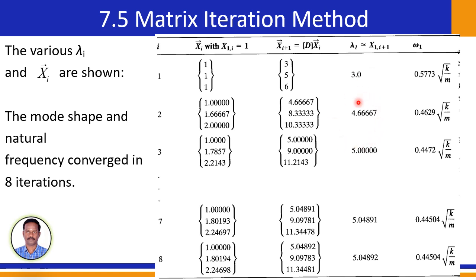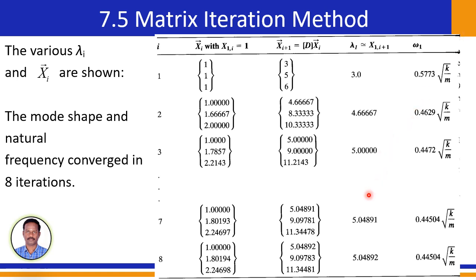In the first iteration, starting with an initial guess of 1, 1, 1, we obtained an eigenvalue of 3 and a natural frequency of 0.5773 times the square root of k by m. As we move to the second iteration, our normalized trial eigenvector has changed to 1, 1.667, 2, and the estimated eigenvalue has become 4.667, leading to a natural frequency of 0.4629 times the square root of k by m.